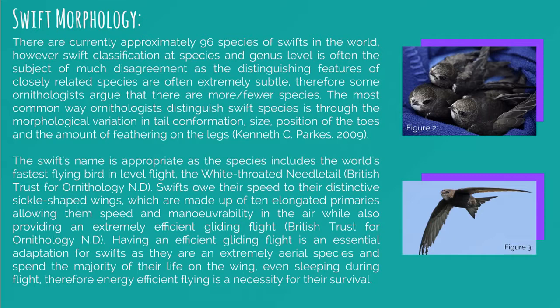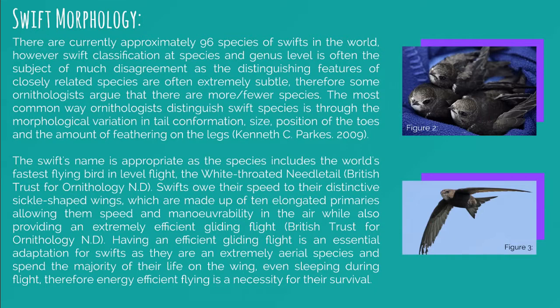The swift's name is appropriate, as the species includes the world's fastest flying bird in level flight, the white-throated needletail. Swifts owe their speed to their distinctive sickle-shaped wings, which are made up of 10 elongated primaries, allowing them speed and maneuverability in the air, while also providing an extremely efficient gliding flight.